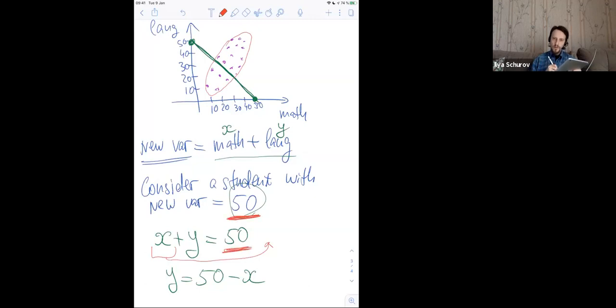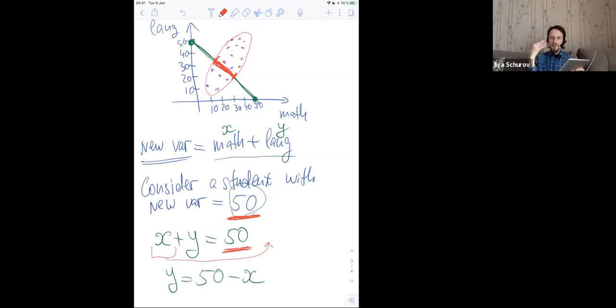this information about the sum of two variables, then I understand that theoretically it is possible for my student to be somewhere at this green line. But we know that there are no students here and here due to this shape, due to this correlation. So we see that there is a possibility that our student is somewhere here. And the length of this segment measures our uncertainty about grades of the student.